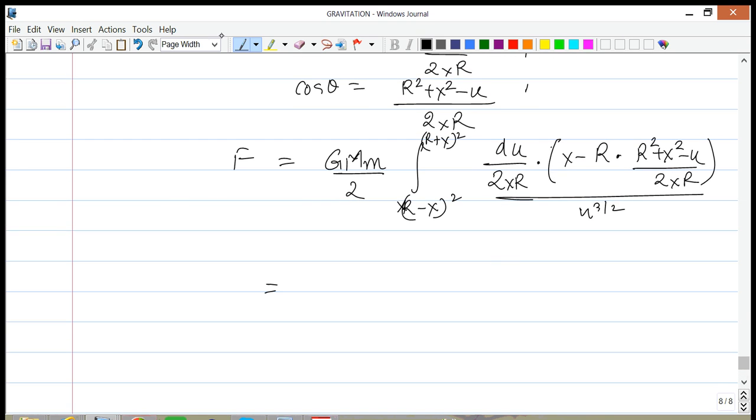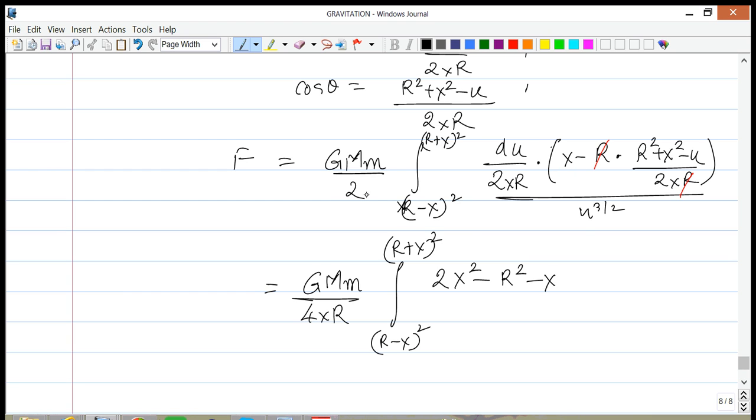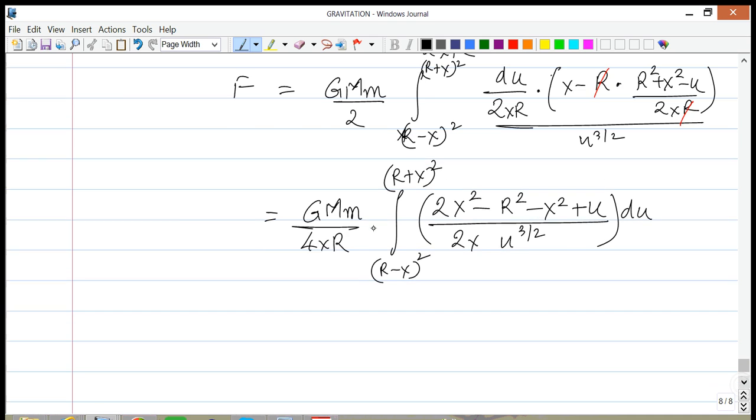Great. Now just like the previous time, we will simplify this. We'll get rid of the r and the r, and we will now rewrite this as GMm over 4xr times the integral, with the appropriate limits, and then everything inside the parentheses becomes 2x squared minus r squared minus x squared plus u, divided by u to the 3/2, and then there's also a 2 times x term that comes out, and all this will be multiplied by du.